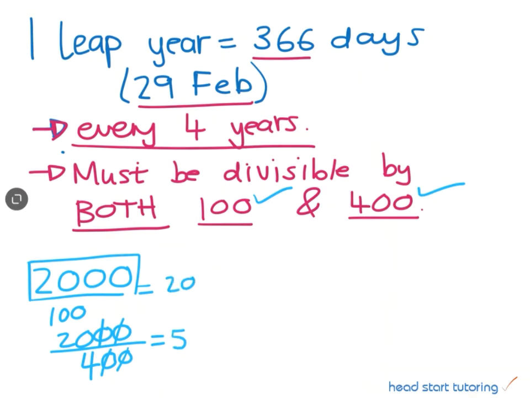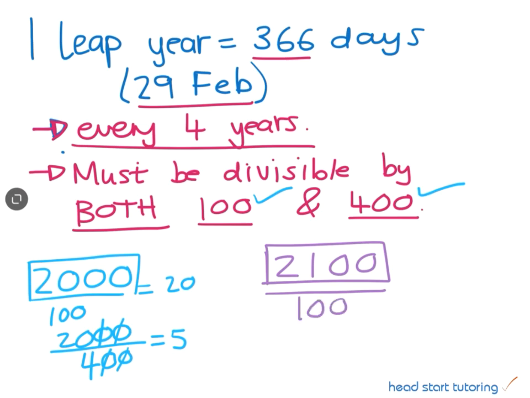If we would like to figure out whether or not the year 2100 will be a leap year, we have a look at our number and we see whether it is divisible by 100. So we can see that it is, because 2100 divided by 100, we get an answer of 21. So that works perfectly. Then let's see if the number 2100 can fit into 400.